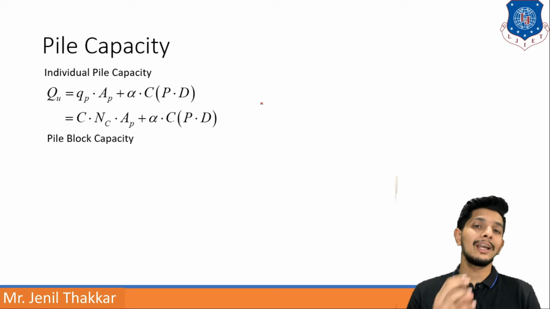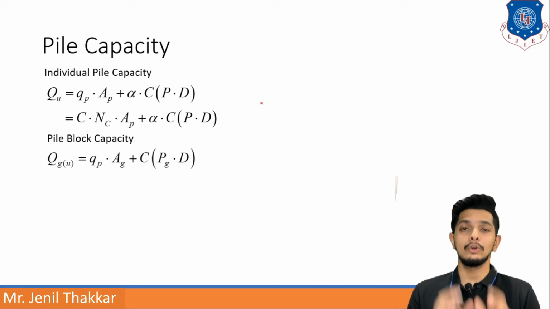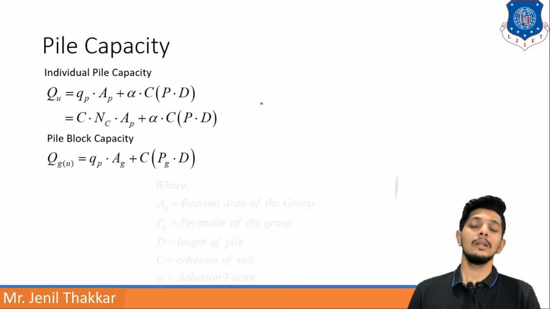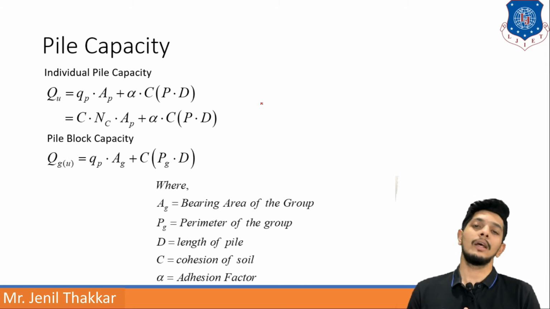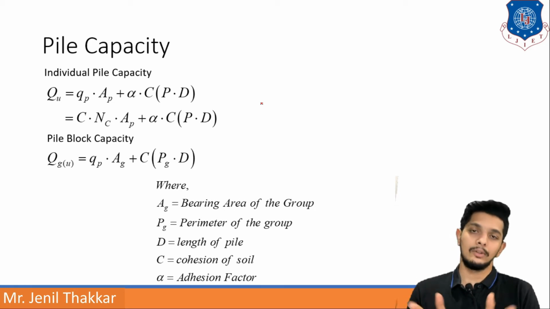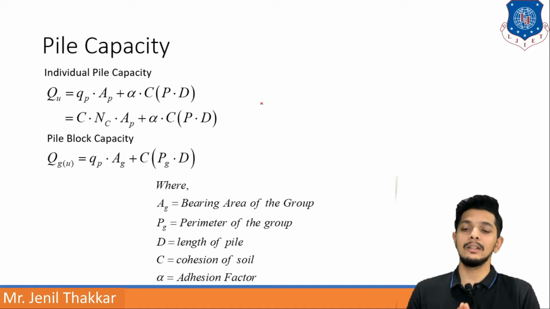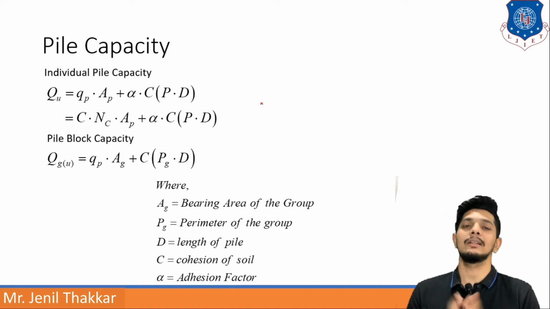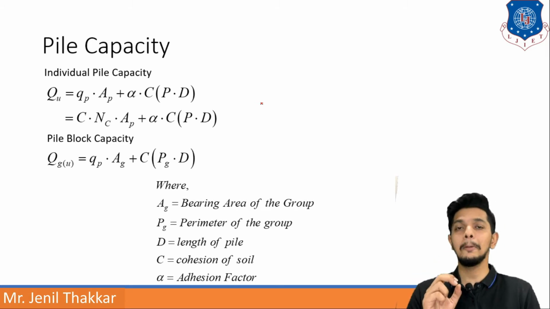Moving forward to block capacity now. Now we are talking about a group of piles. So Qg(u), the ultimate capacity of the pile group, can be given as qp into Ag plus C into Pg into D, where some new terms are: Ag, the bearing area of the group of piles; Pg, the perimeter of the group; C, cohesion; D, depth or length of the pile; and alpha, the adhesion factor. So these are the formulas for individual piles as well as the pile block.